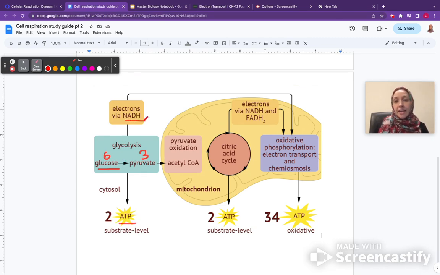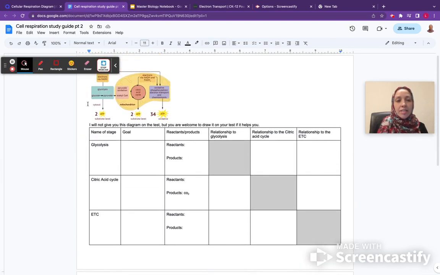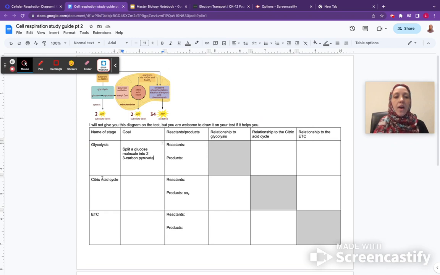So in the process of splitting our glucose into pyruvate, we happen to make 2 ATP, and we make NADH. So what we're going to do here is go up to this chart and record our information. So glycolysis, what is our goal? Our goal: take glucose and split it into 2 pyruvate. So we have here, split a glucose molecule into 2 3-carbon pyruvate.